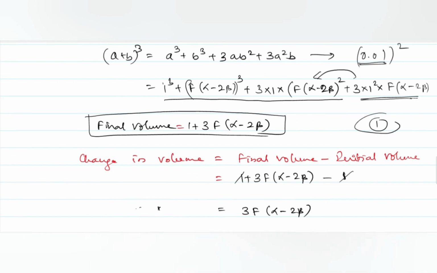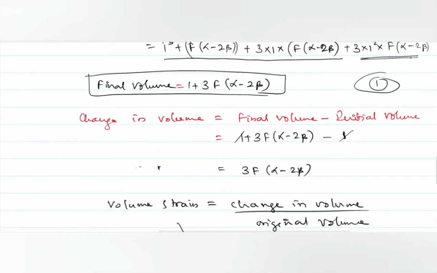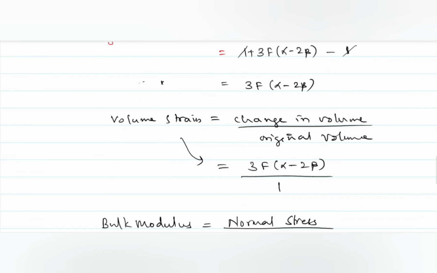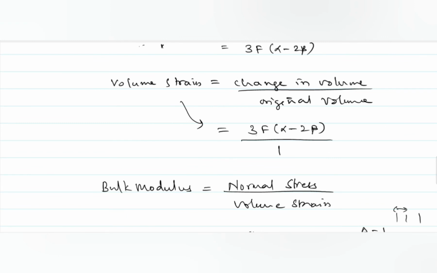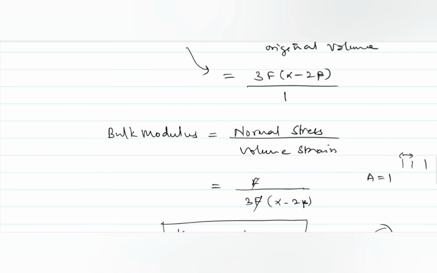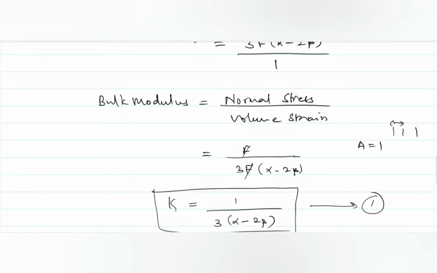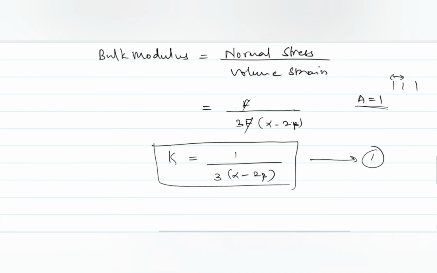And we know that the initial volume is 1, and then using that we will find the change in volume. So next we get the volume strain, that is change in volume divided by original volume. So the equation becomes 3F alpha minus 2 beta divided by 1. And now similarly the bulk modulus, that is normal stress divided by volume strain. So normal stress is force per unit area, and unit area is 1, and now force divided by volume strain 3F alpha minus 2 beta, and F gets cancelled. Then the bulk modulus for a deformation is 1 divided by 3 into bracket alpha minus 2 beta.